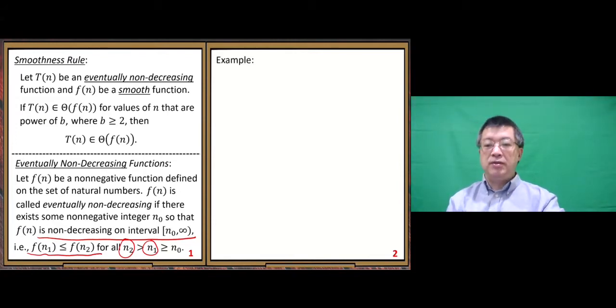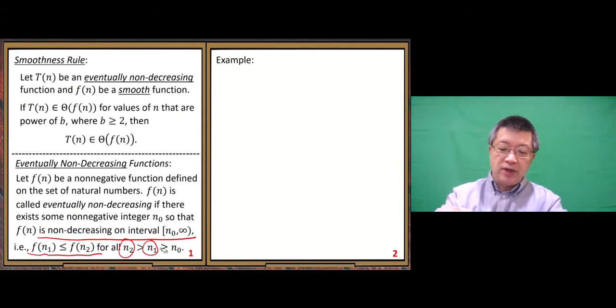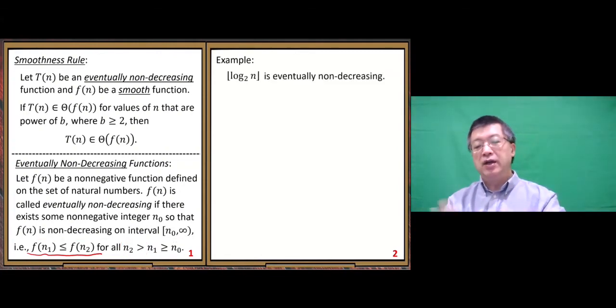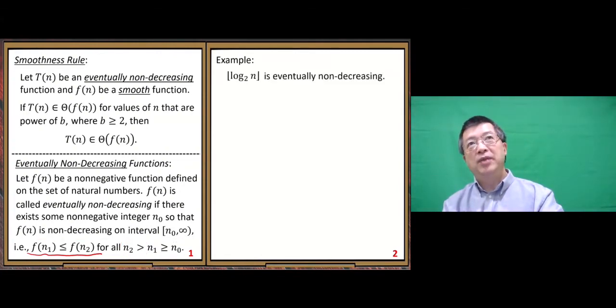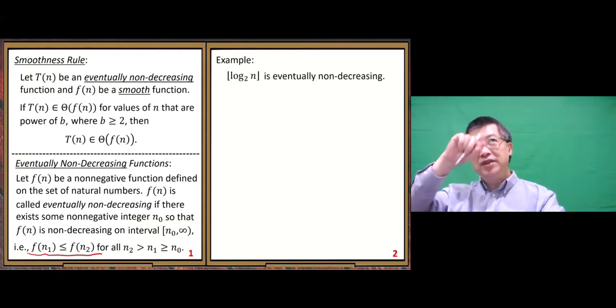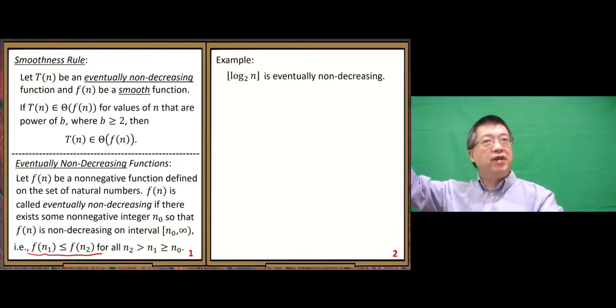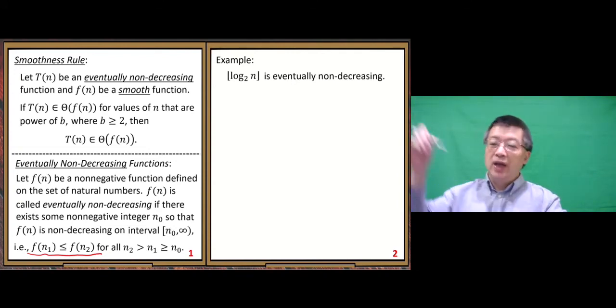The second concept. Before we move to the second concept, let me show you one simple example. So that's our function, right? Log base 2 of n. So you can see log base 2 of n, definitely no problem, is eventually non-decreasing, right?